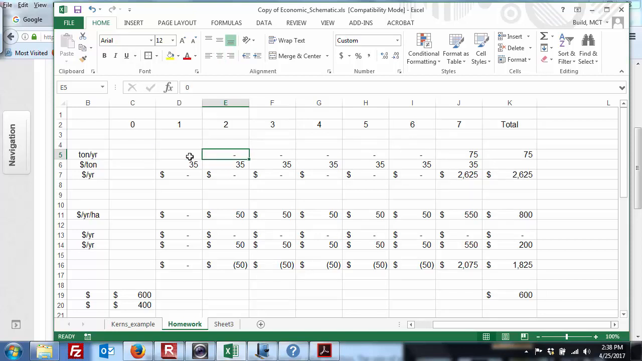Tons per year, nothing in the first 6. We do all of our harvesting, and this is tons per year per hectare. So nothing, then 75, we do all the harvesting, 75 tons per hectare. The price per ton is the same, but we do all of our harvesting in that 7th year, and that's where our profit comes in.